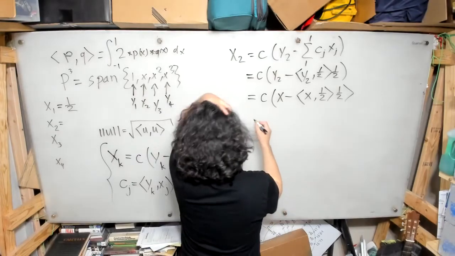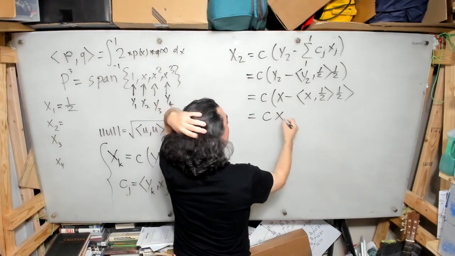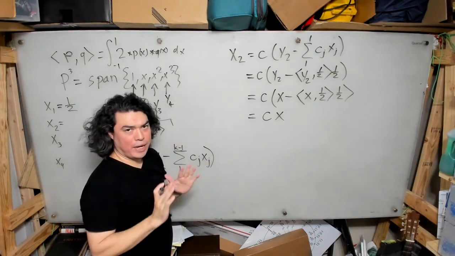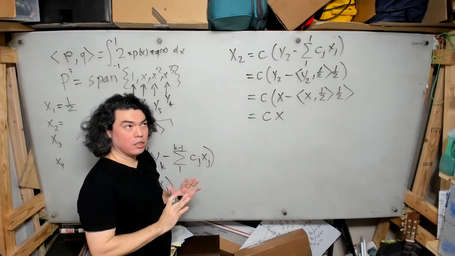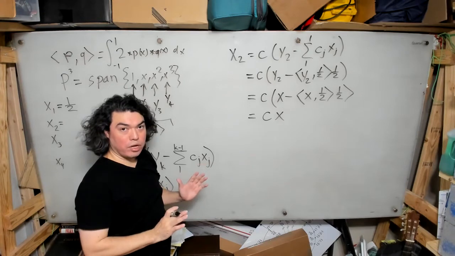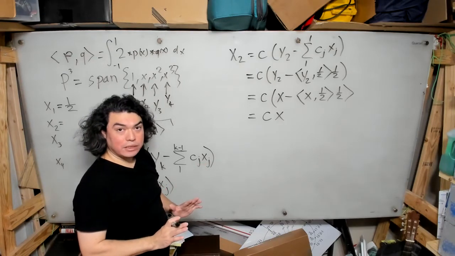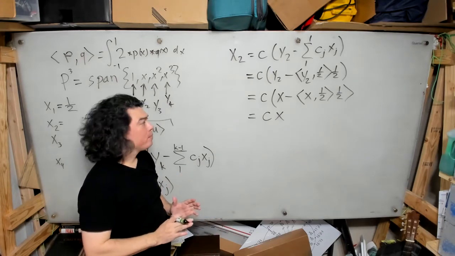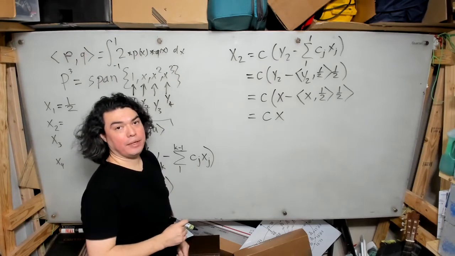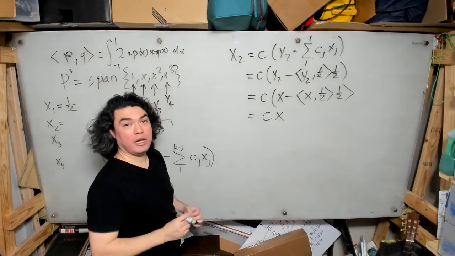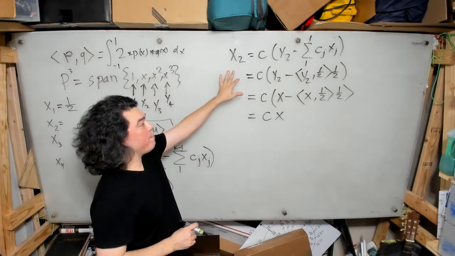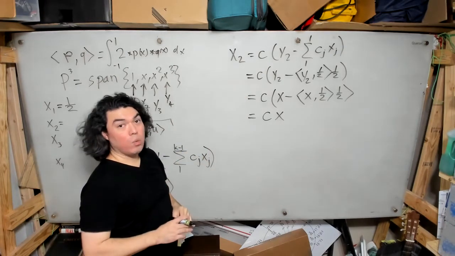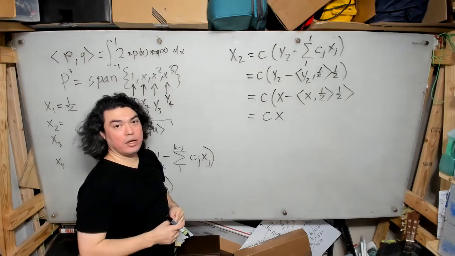So in other words, this is c times x. What we have found is that our second member of our orthonormal basis is going to be a constant times x, but we need to find out what constant will make it happen. So how are we going to do that? We're going to normalize this vector. We're going to force the norm of this vector to equal 1 so that it will be normalized.